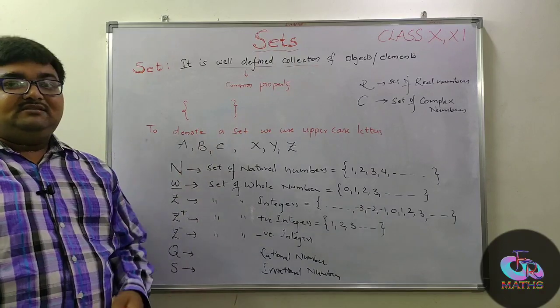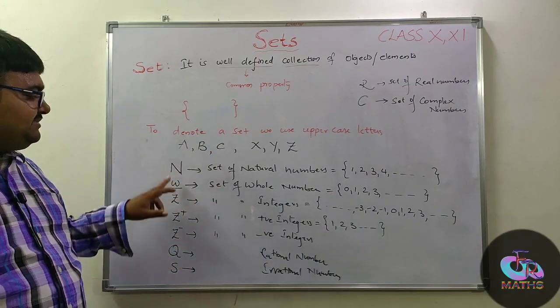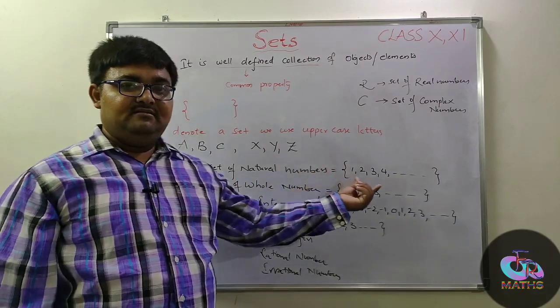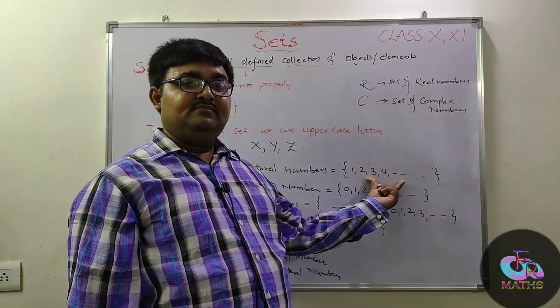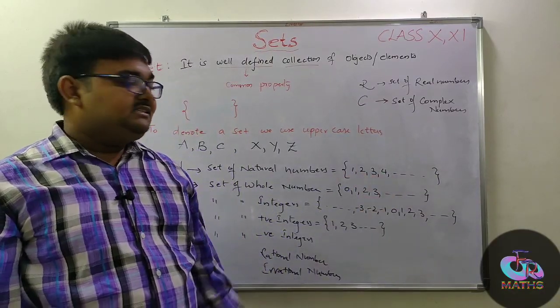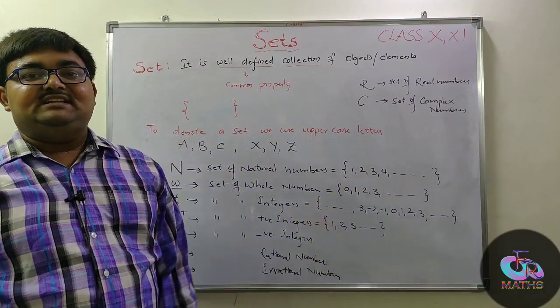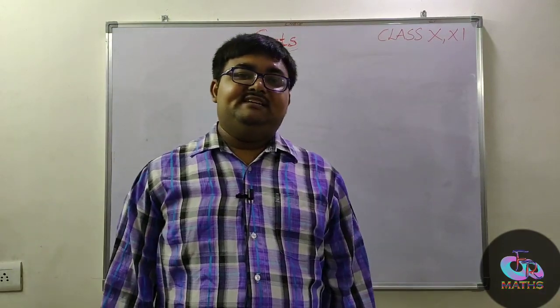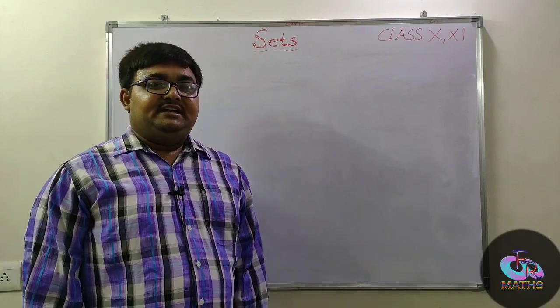If you observe each of these, each set is represented by an uppercase letter, and each set starts with a brace. Within the braces you have written the elements, which are separated by commas. This is the general representation of a set. Now let us see some general examples that we have in our day to day life.